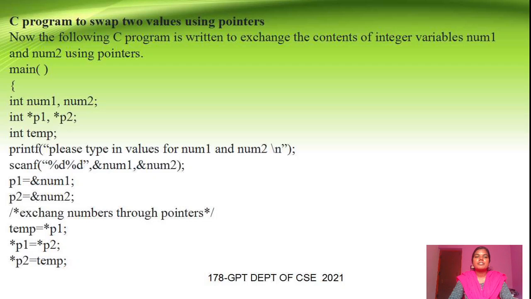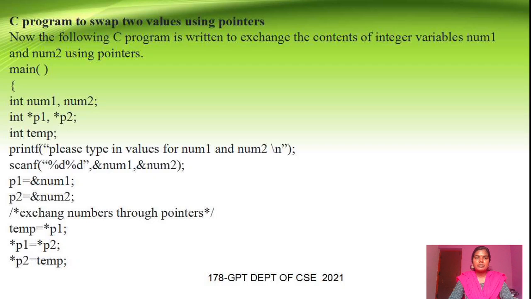First we need to input the two normal variables. For this I have used printf and scanf statements. In printf, please type in values of number1 and number2. For that scanf becomes %d with &number1 comma &number2. First we have to initialize the address of the normal variables to the pointer variables: p1 is equal to &number1 and p2 is equal to &number2.